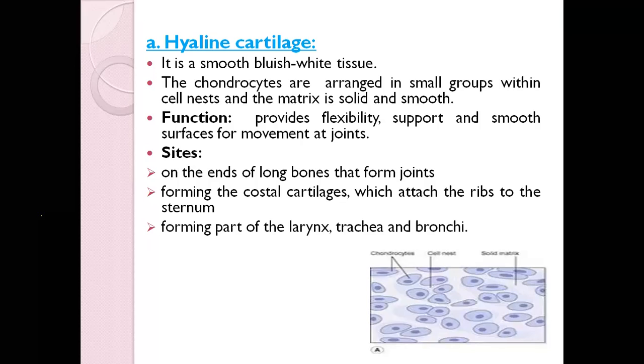Then what are the sites where it is usually found? It is found on the ends of the long bones that form the joints. When you learn the musculoskeletal system, you will be learning more in detail about the long bones, like your femur, which is the longest bone in our body. Then it also forms the costal cartilage, which attaches the ribs to the sternum. Ribs, I think you all know, right? Ribs, and the sternum.